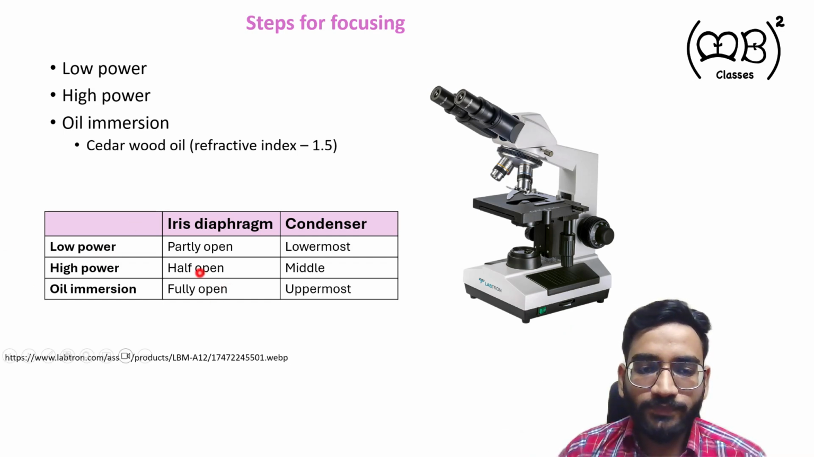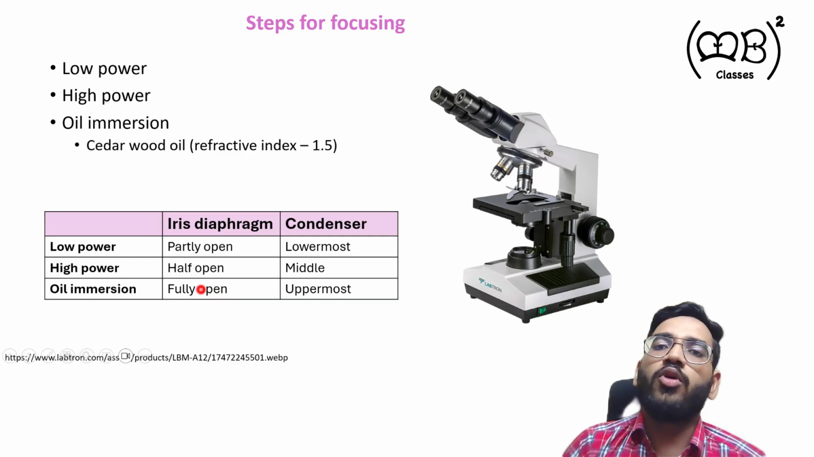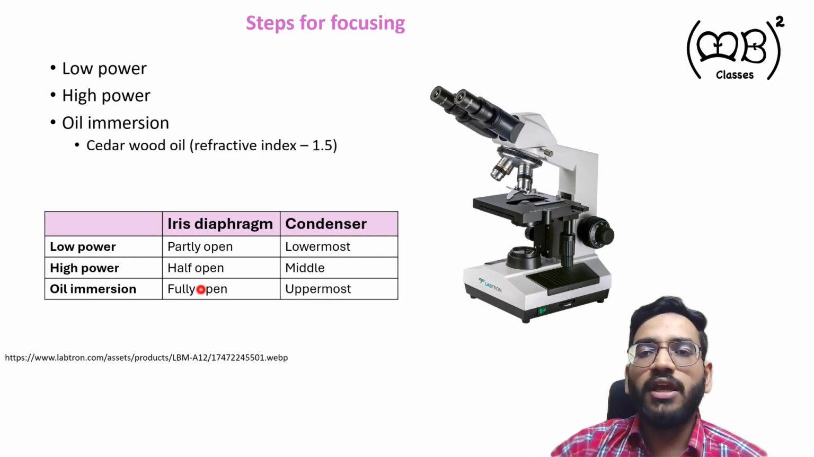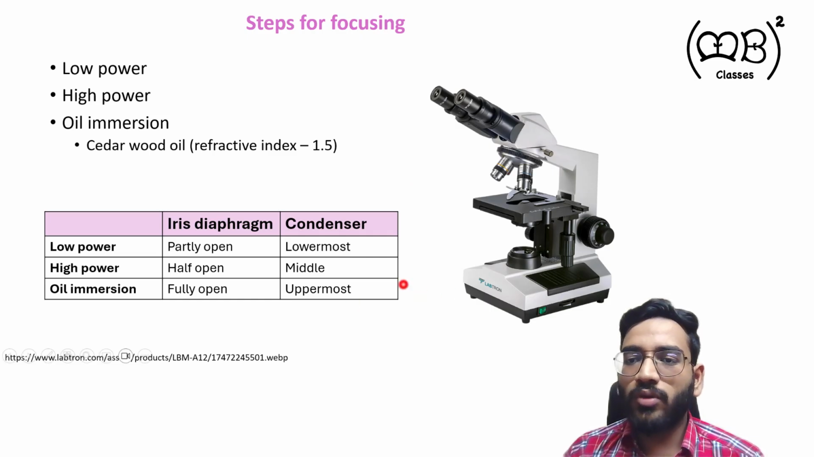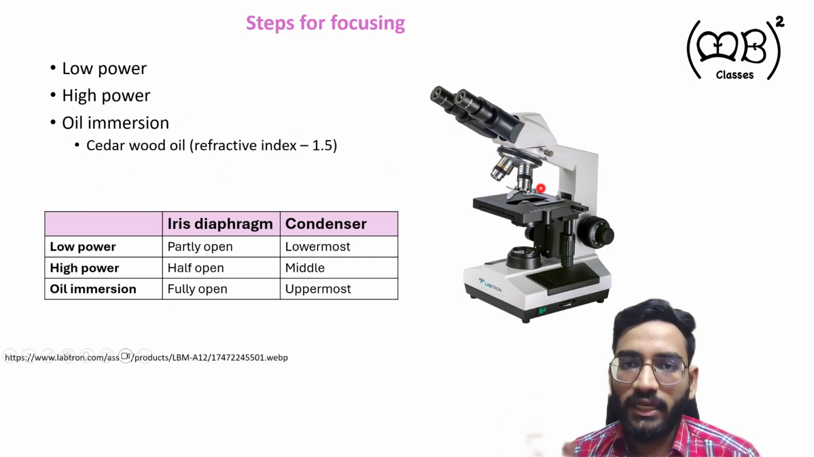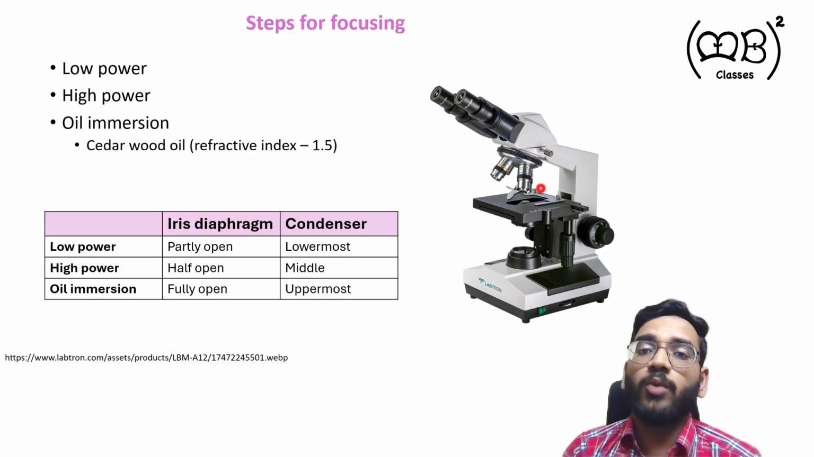Now what is the use of the iris diaphragm? A fully open iris diaphragm will allow more light to pass through so that the specimen can be seen very well. So that is how, in basics, you focus the microscope, and after using the microscope, especially the oil immersion, you should definitely clean the lens, because it is much easier to clean the lens when the oil is wet than when the oil is dry.